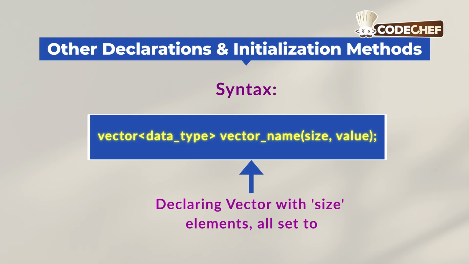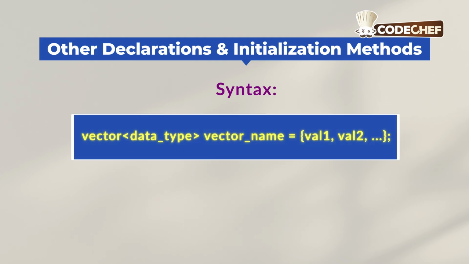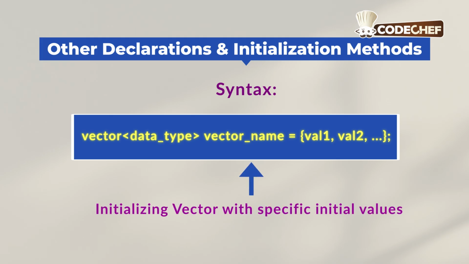So here we are declaring a vector with a size, the number of elements, and they are all set to the value that we have written after size. Then vector data type in angular braces, vector name, and then is equal to, now in curly braces, val1 comma val2 and so on, bracket close and semicolon. So here we are initializing a vector with specific initial values, and whatever values we want to assign to the vector are written in curly braces.